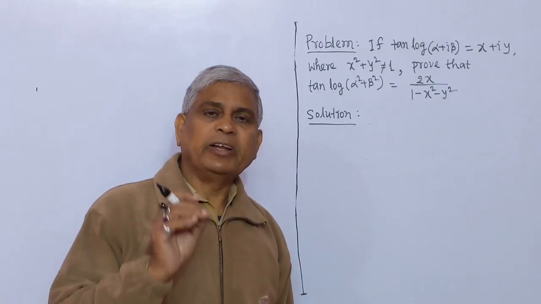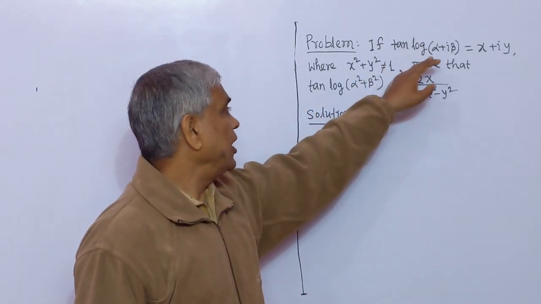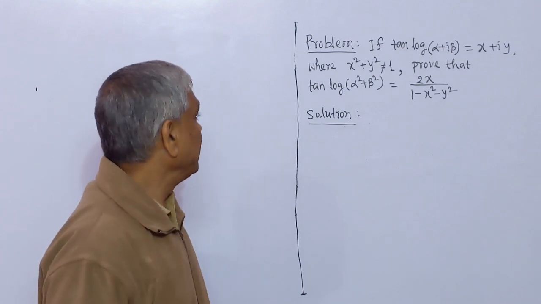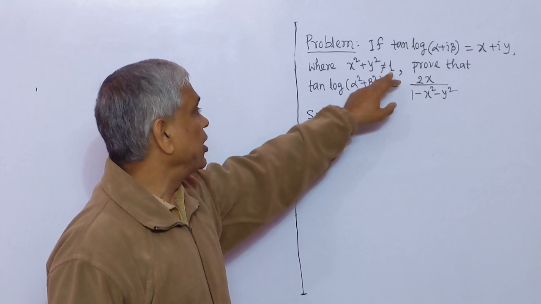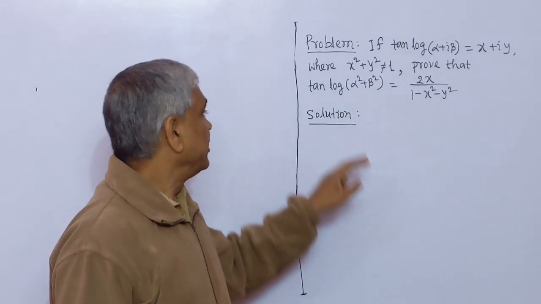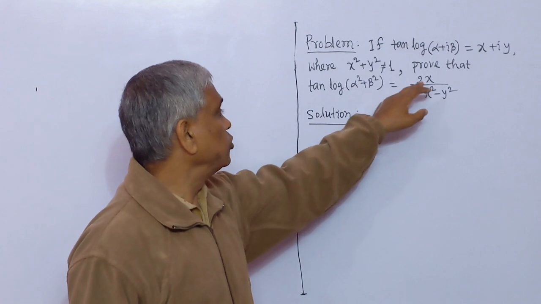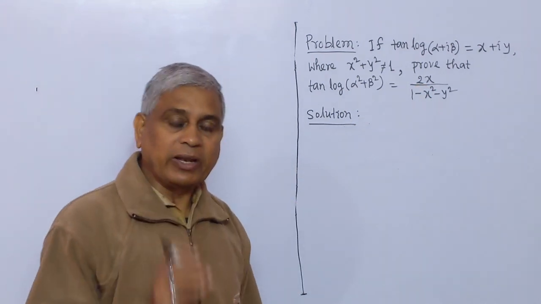Now we solve the next problem. Next problem is, if tan of log (alpha + i beta) equals x + iy, where x square + y square is not equal to 1, prove that tan of log (alpha square + beta square) equals 2x by (1 minus x square minus y square).